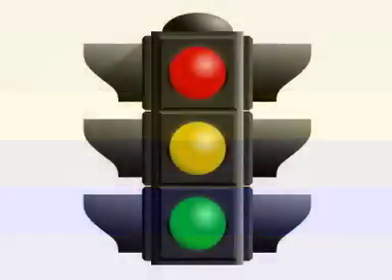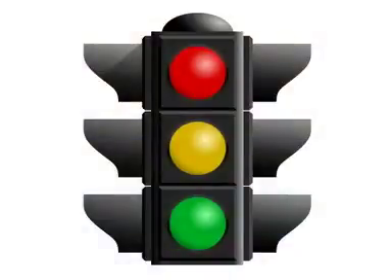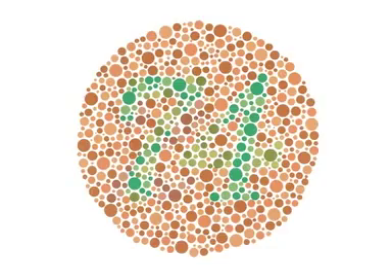One type of cone is either missing, or they have a different spectral sensitivity, generally not able to clearly distinguish between red and green. Looking at a graphic like this is a typical test for color blindness, where the number 74 either is not seen at all or may be seen as the number 21 by people with color blindness.